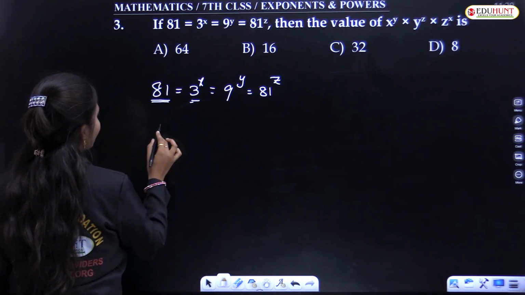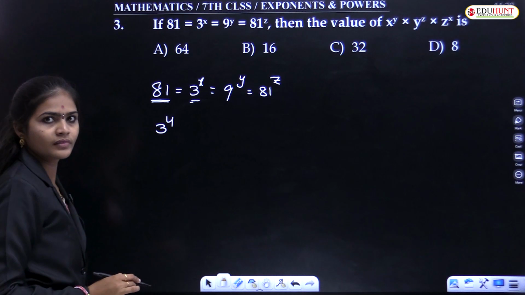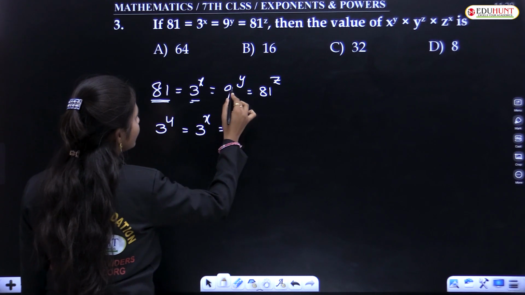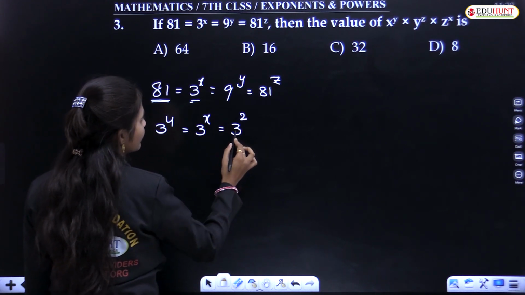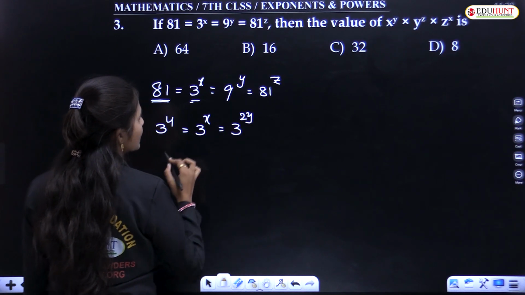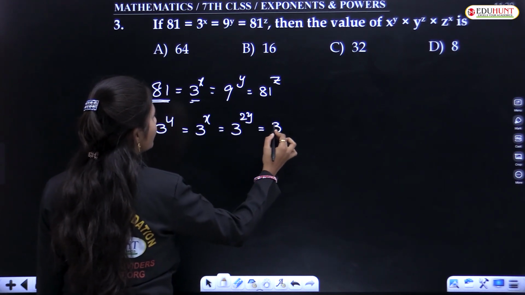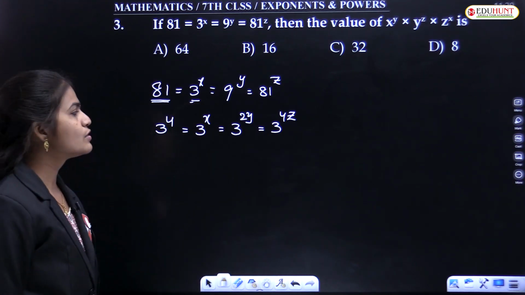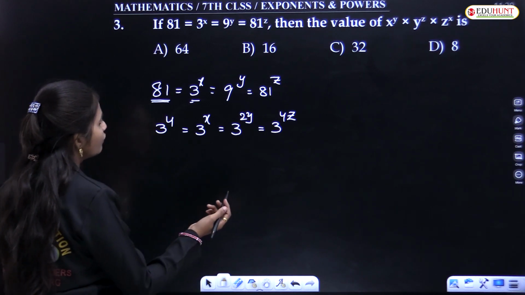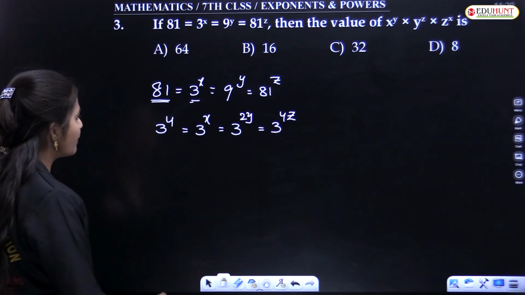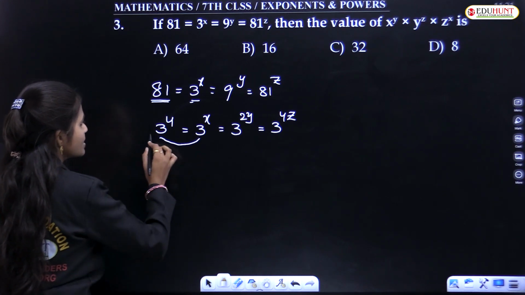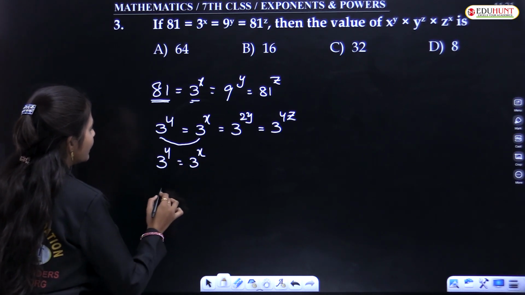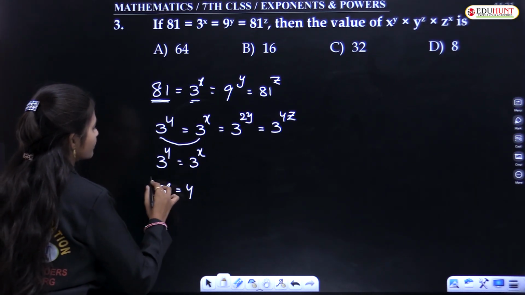So 81 we can write it as 3 power 4, which is equals to 3 power x is equals to 9, we can write it as 3 square, 3 power 2, into y is equals to 3 power 2y is equals to 3 power 4z. Okay, why? Because 3 power 4 is equals to 81, no? So that's why here 3 power 4z. Now you can equate any two, then you will get the x, y, z values. So I am going to equate the first two values. So 3 power 4 is equals to 3 power x. Then here x is equals to 4.